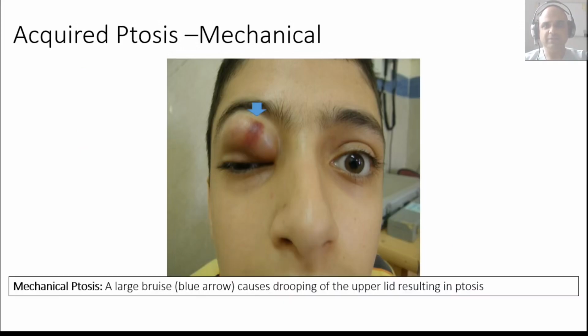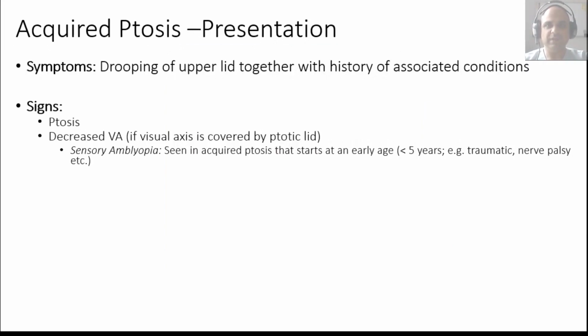This is mechanical. This is because of a bruise. So what is the presentation of an acquired ptosis? Again, you have drooping of the lid together with history of associated condition, and this drooping is also of a variable amount.